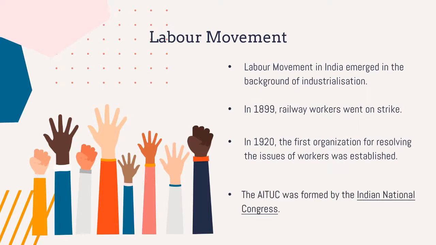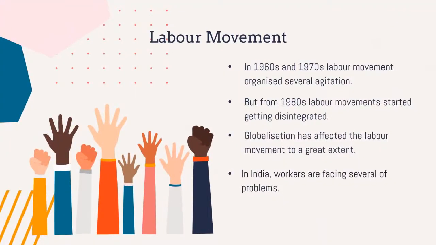In the beginning of the 19th century, industries like textile mills, railway companies were started in India. Labor movement in India thus began during the period of industrialization. In the post-independence period, labor movements started working more and more effectively. As we see in the 1960s and the 1970s, labor movement organized several agitations and revolts.